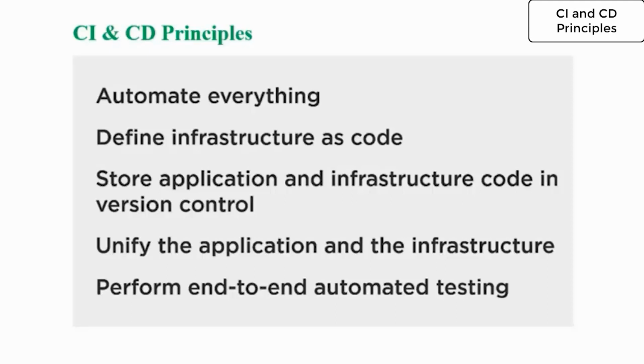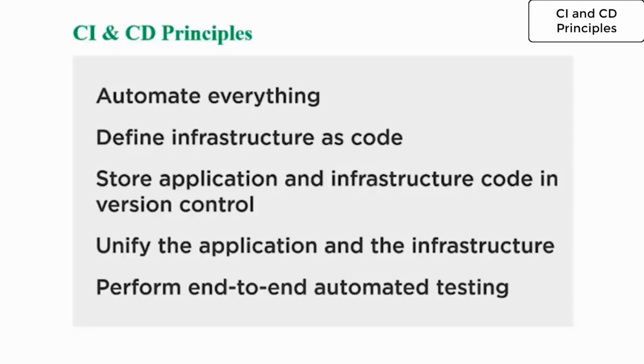The third is to store application and infrastructure code in version control. Version control, as we discussed in the previous video, is very important, because whatever changes we make in the current code need to be versioned, so that if something goes wrong with the code deployment, we will know which code had issues and we can quickly resolve it. The fourth thing is to unify the application and the infrastructure. We are bringing the application and the infrastructure onto the same page by integrating them with the code. This is another great thing about DevOps and CI/CD principles.